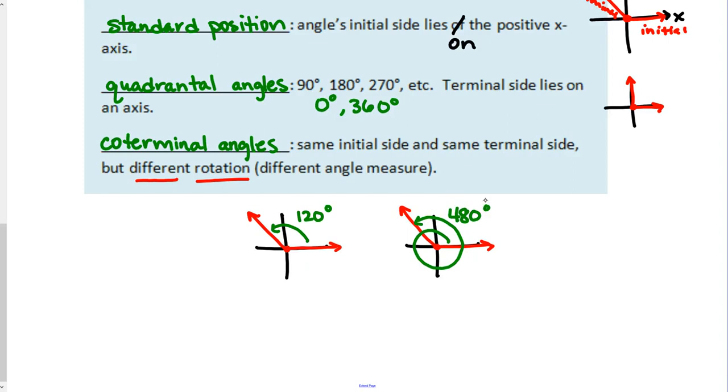You could also go counterclockwise. You could go clockwise to get to a coterminal angle. You could go around the circle again and again and again. You could go the other way as many times as you wanted. So there are infinitely many angles that are coterminal with any one angle.